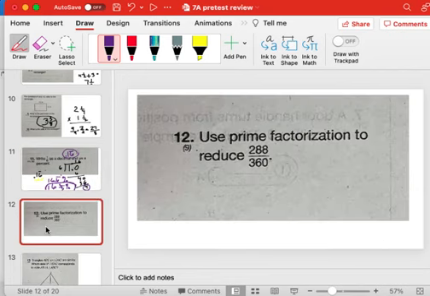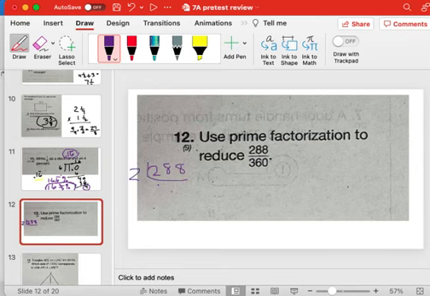Use prime factorization to reduce. Oh, I love prime factorization. Okay, so we're going to start with 288. All right, now, just divide by prime numbers, and the easiest one is 2. Okay, so that's going to be 144. And then we're going to divide again by 2. And that's going to be a 72. And we're going to divide again by 2, which is going to give us 36. And we're going to divide, what's that? That'll give you 12. Okay, so 2 into 36 is 18.